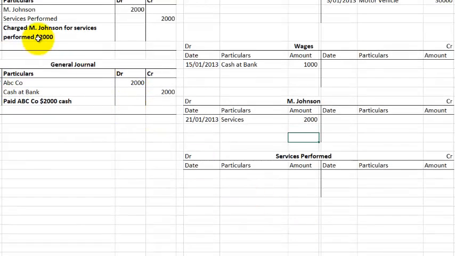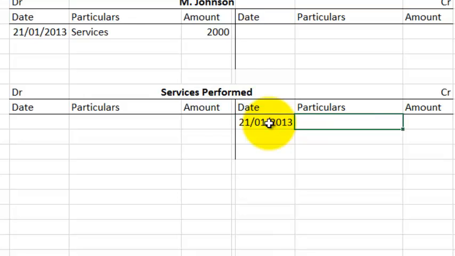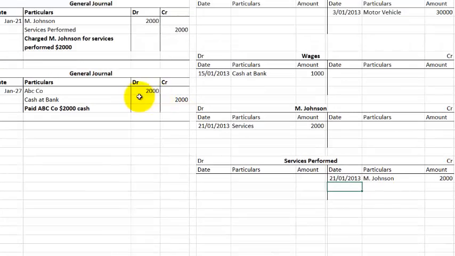And the next one, we've got to credit service performed for $2,000. So I go to the credit side. It was the 21st of January. What did it relate to? Well, M. Johnson, because that person still owes us some money, and that's for $2,000. So I have put those two items into the ledger account.